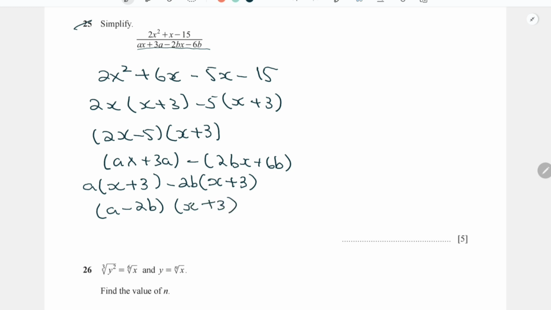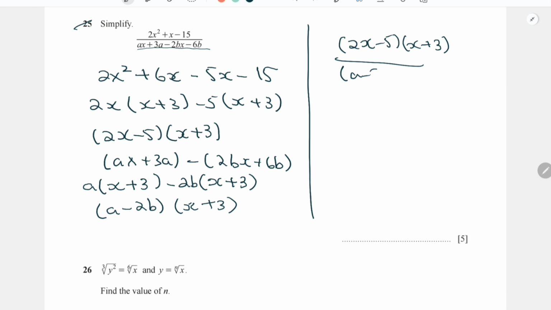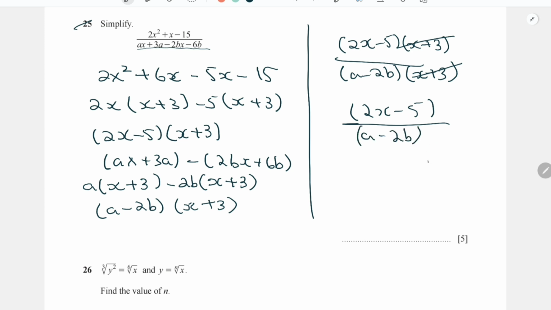right? So we just write the numerator and denominator. First we write the numerator, that is 2x minus 5 and x plus 3. Now we write the denominator, that is a minus 2b and x plus 3. So x plus 3 cancels down, we get 2x minus 5 over a minus 2b, right? So this is the answer of this question.